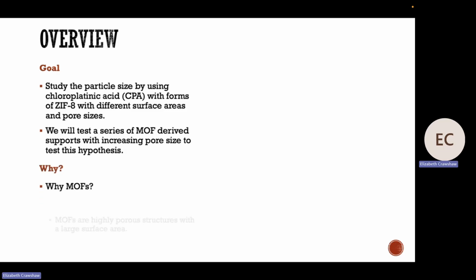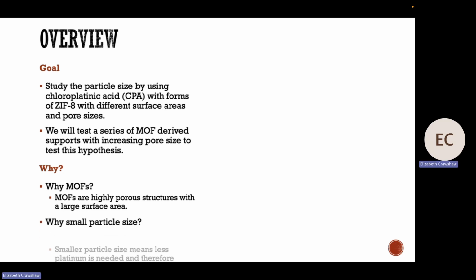Why did we decide to choose a MOF? Well, for starters, MOF hasn't really been used as a support for a catalyst. But MOFs are highly porous structures with a large surface area, so we wanted to see if we could build a catalyst out of it and see what the particle sizes were. The goal behind small particle sizes is that it means there's less platinum needed for the catalyst and therefore makes catalysts in general cheaper. So like with your catalytic converter, if you need less platinum, then the converter would be cheaper.